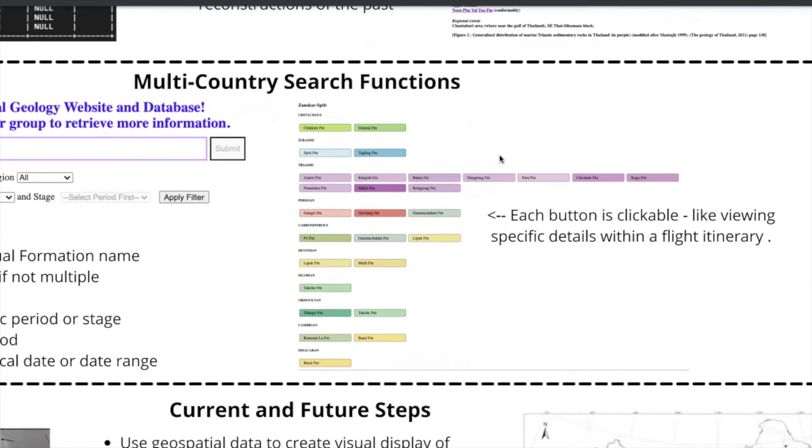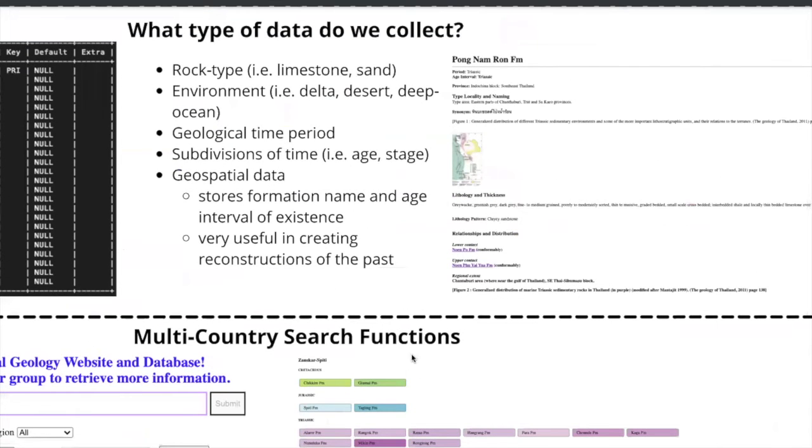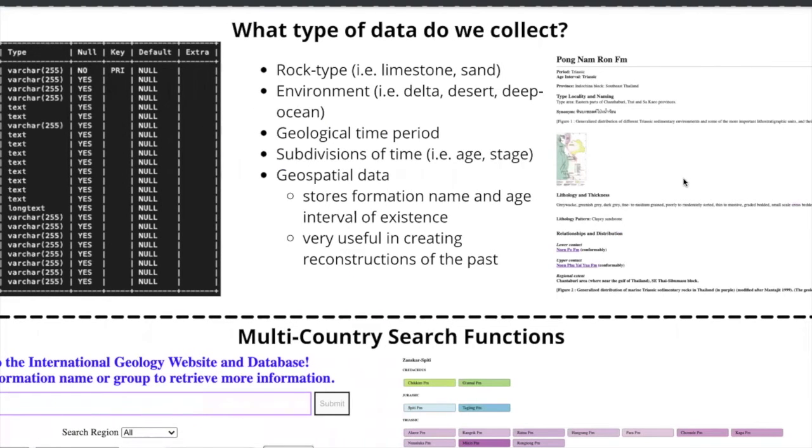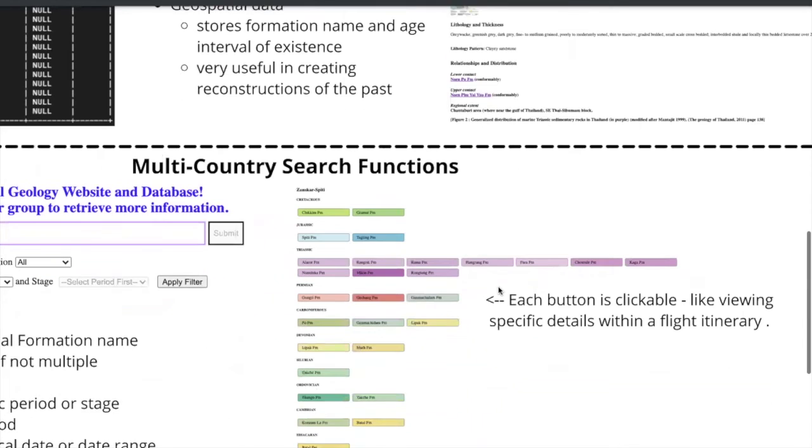And each of these different buttons are clickable, kind of like a flight itinerary. You can click on it and get additional information, and the additional information you get from clicking here looks somewhat similar to this. It just has all the information from the database laid out in a nice and neat manner along with any necessary graphics.